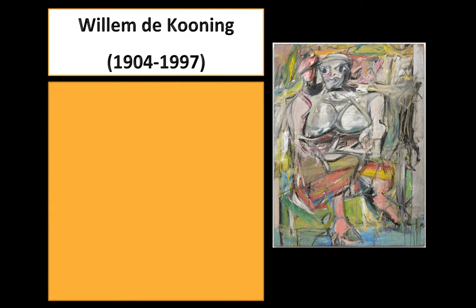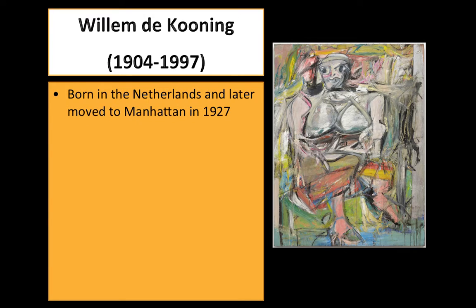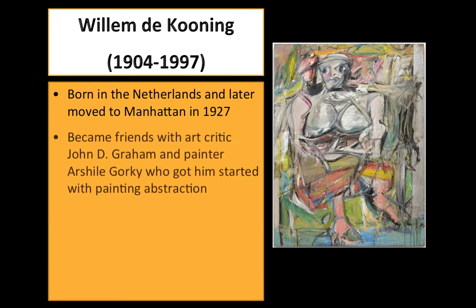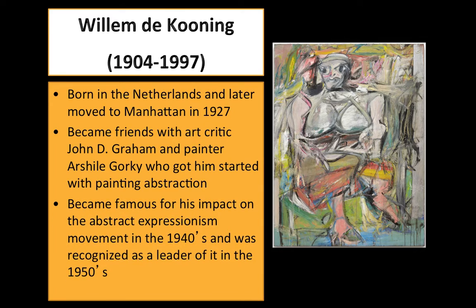Here we have Willem de Kooning, born in 1904, died in 1997. Born in the Netherlands, but he later moved to Manhattan in 1927. He became friends with art critic John D. Graham and painter Achille Gorky, who got him started with painting abstraction. He was, again, like Kandinsky, started off very realistic and then ended up moving more towards abstraction later on in his life. He became very famous for his impact on the abstract expressionist movement in the 1940s and was later recognized as a leader of this movement in the 1950s.